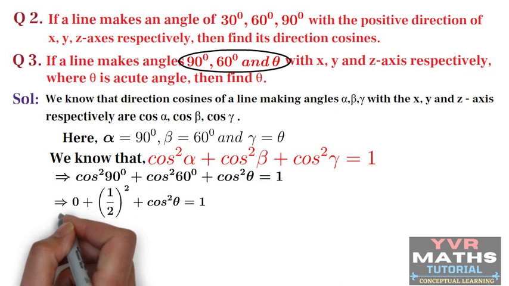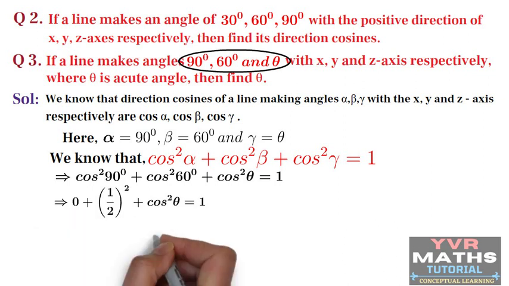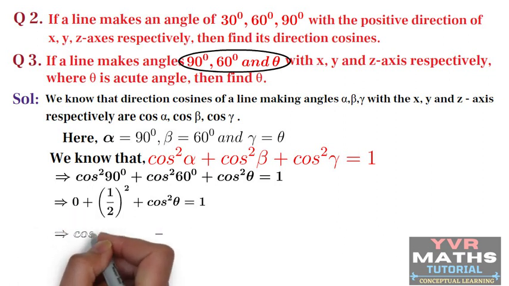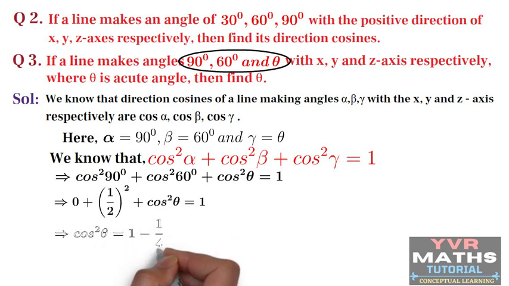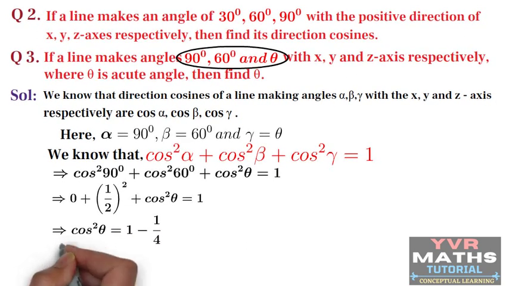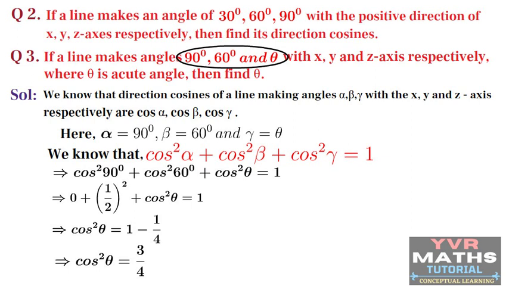Now (1/2)² is nothing but 1 by 4. That 1 by 4 you can shift to the right side. Then cos² theta is equal to 1 minus 1 by 4. 1 minus 1 by 4 is nothing but 3 by 4. Now cos theta is equal to root 3 by 2.